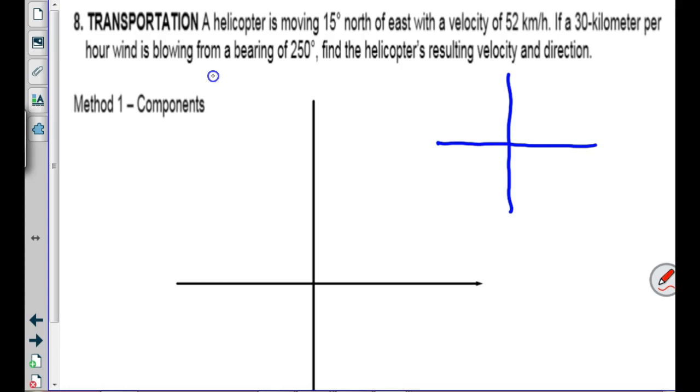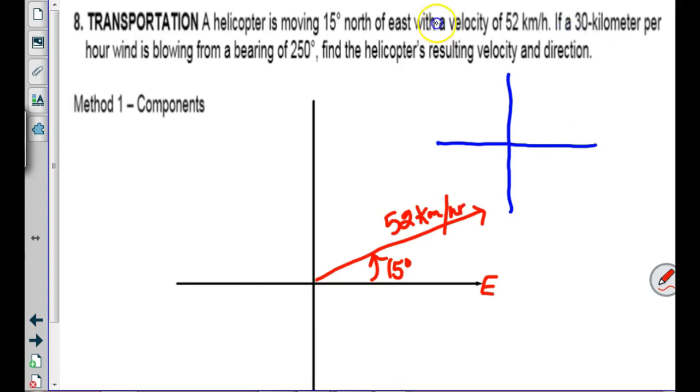You have this one. A helicopter is moving 15 degrees north of east with a velocity of 52 kilometers per hour. So, see, this says north of east. Does that sound like you're supposed to start at east and go only 15 degrees towards the north? That's what it says, but our book kind of says you're supposed to always measure off north-south, but that's not what this says. Okay, 15 degrees to the north of east, and it's going 52 kilometers per hour.